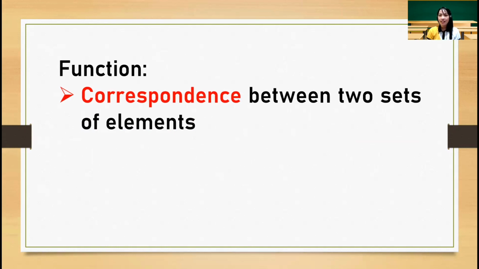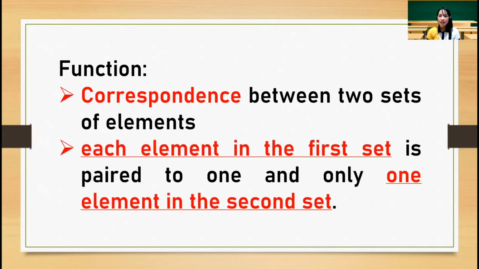Let's say set A and set B for 2 sets of elements. There is a relation between 2 sets of elements, which are set A and set B. There is an association between set A and set B. And there is a condition. Each element in the first set is paired to one and only one element in the second set. Every element in the first set should be paired to one element in the second set. Each element in set A should be paired to one element in set B.